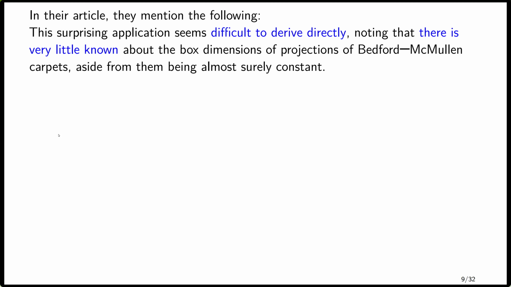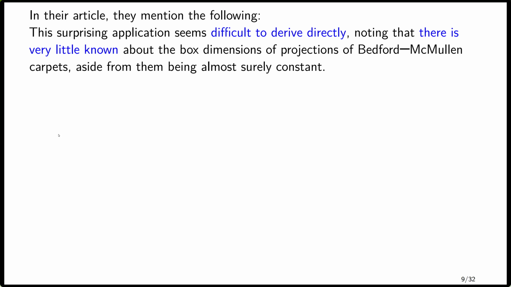And now, aside from them being almost surely constant, yes, we emphasize many times that that constant is the box dimension profile. So, what are the exact values of the upper box dimension of the projection set and the lower box dimension in each of the following cases? So the first case is Hausdorff dimension. Here we consider a Bedford-McMullen set E.